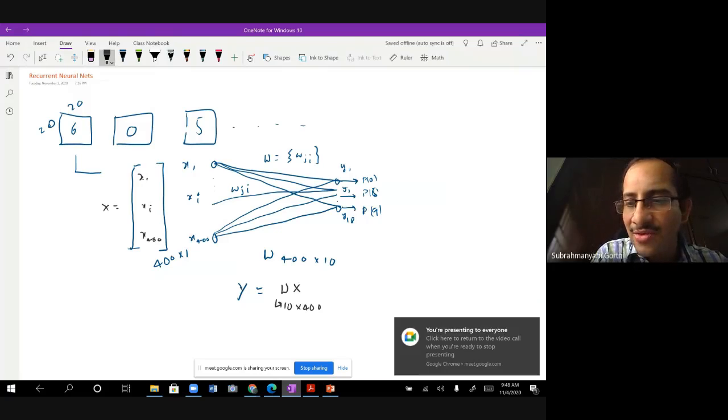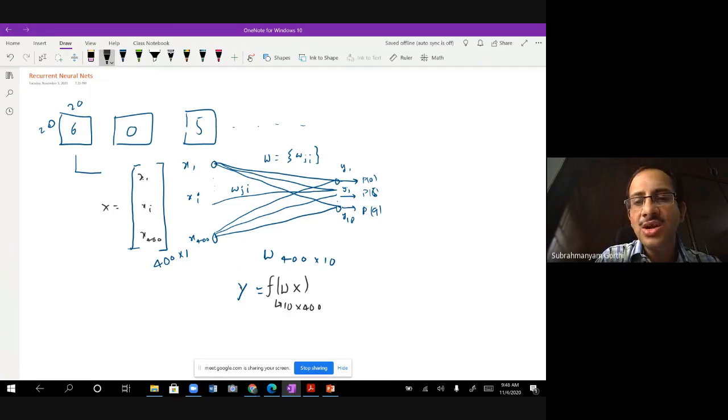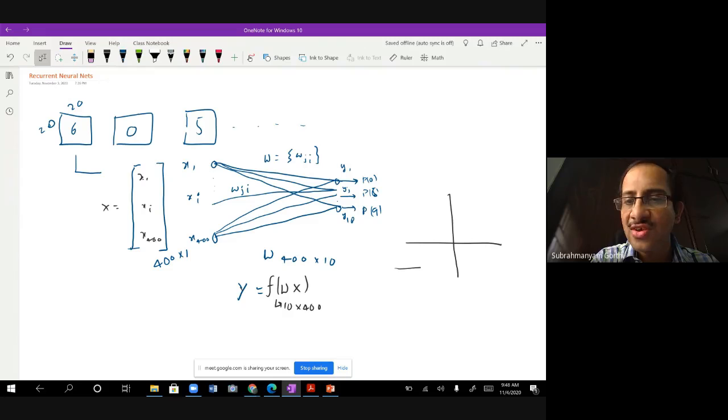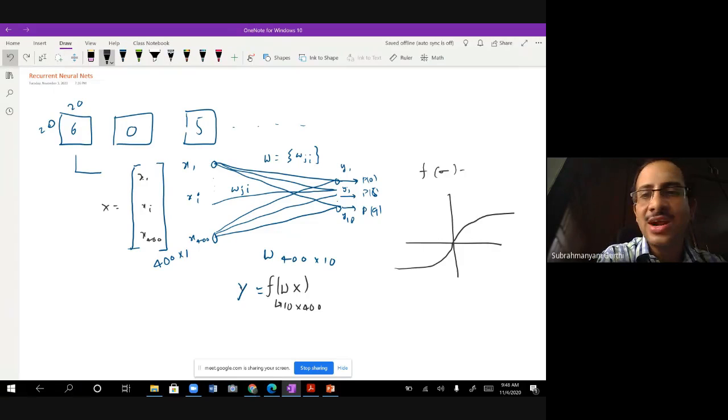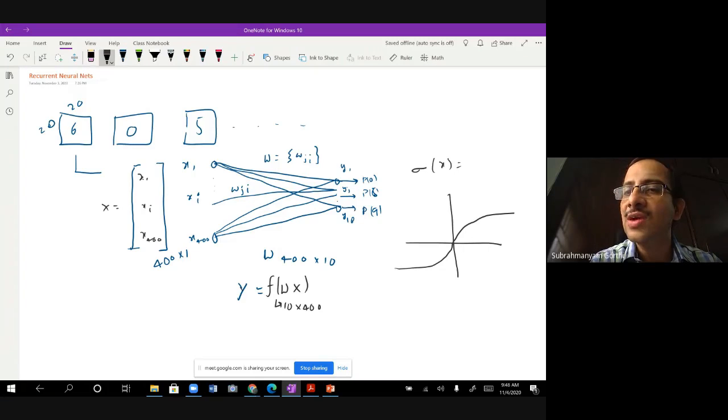So we should have f of here. I hope you know some examples of activation function. One simple activation function is the sigmoid activation function, which looks something like this. Let us write it slightly differently. Sigma itself is f. Sigma of x is equal to 1 by 1 plus e power minus x. This is the activation function.